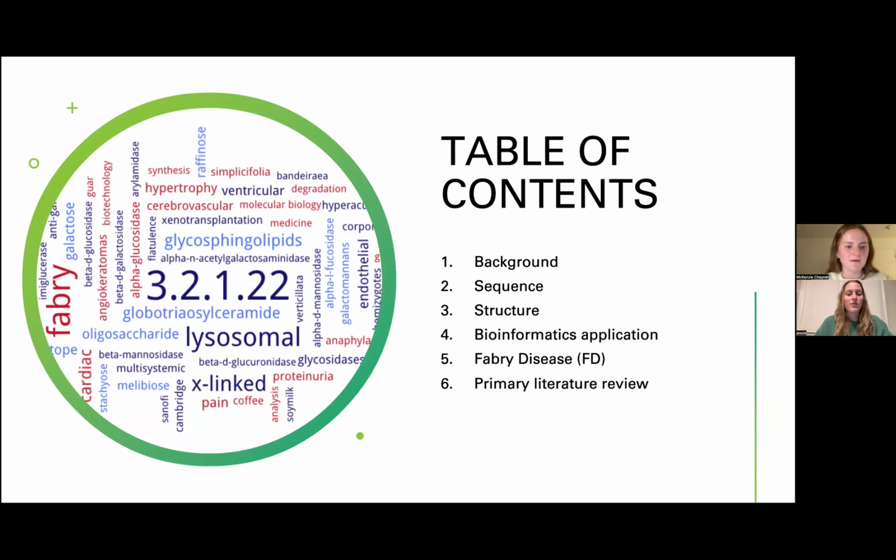So first, we're just going to give you guys a brief overview of what we're going to discuss today. The first thing we're going to discuss is the background of our enzyme, just to give you some basic info before we get started on anything else. We're then going to look at the sequence and the structure. We're going to do a little bit of bioinformatics application. And then we're going to look at a specific disease that's caused by a mutation in our enzyme, and that's Fabry disease. And then we're going to look at our primary literature review, and we're going to discuss that.